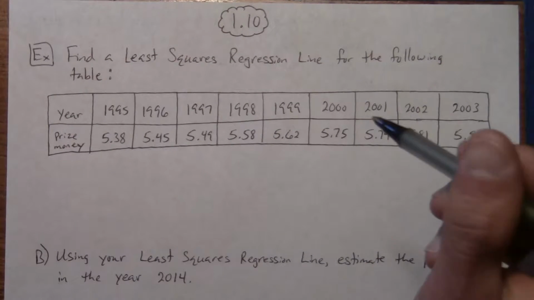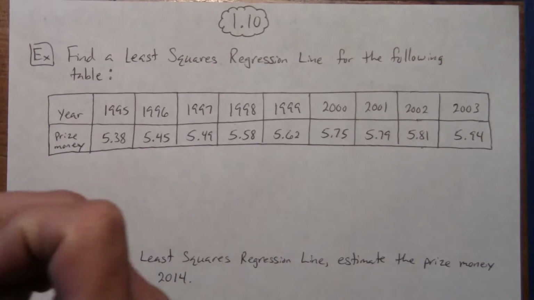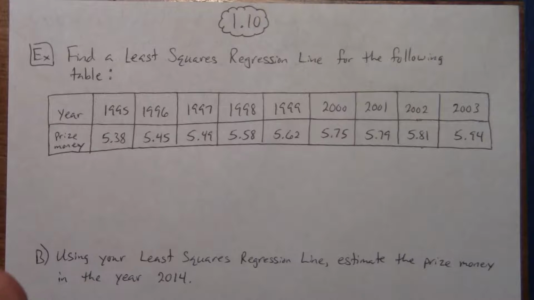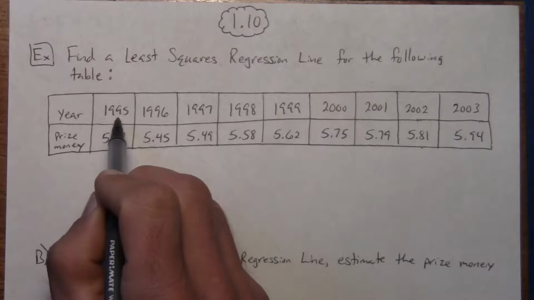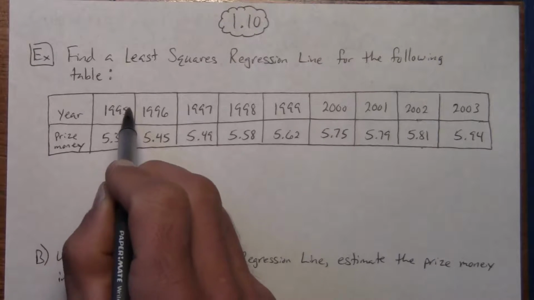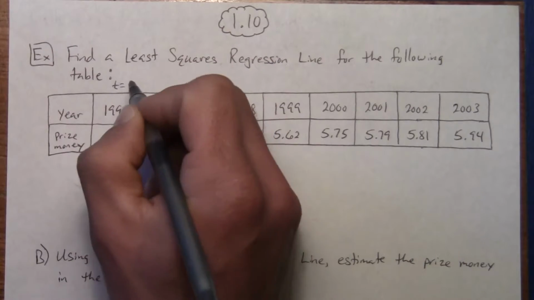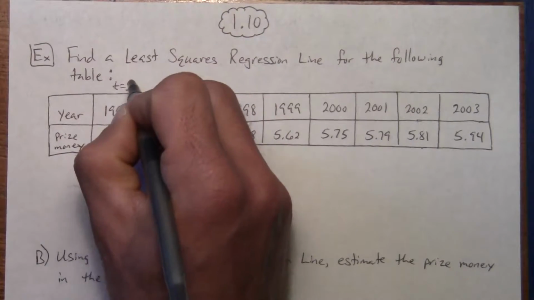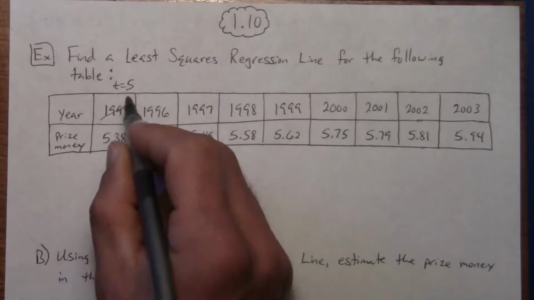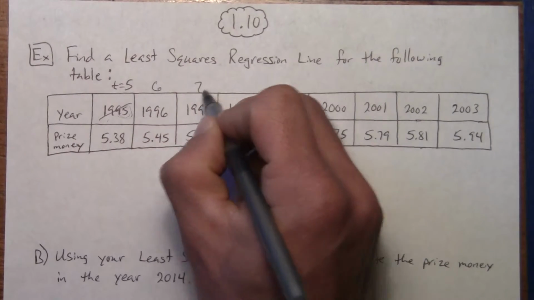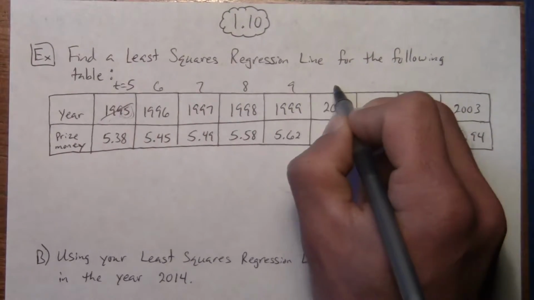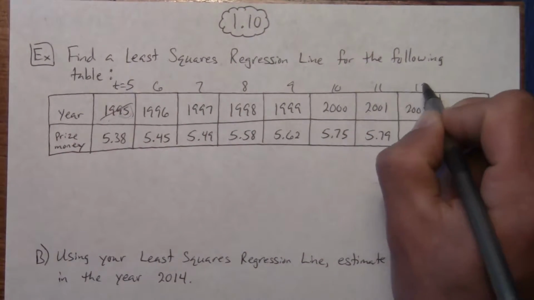Alright, so I want to enter this information into my calculator. Typically what I suggest you do, and this is what the book is most likely going to do, so when you're checking your answers in the book you'll want to do this, otherwise your answer is going to be a little bit different: anytime they use a date, whatever the starting date is, the back number is what they're going to use for t. So for example, when I enter this into my calculator, I'm going to say 1995 is really a 5, and then this is 6, 7, 8, 9, 10, and so on.